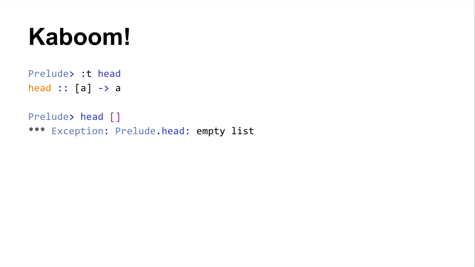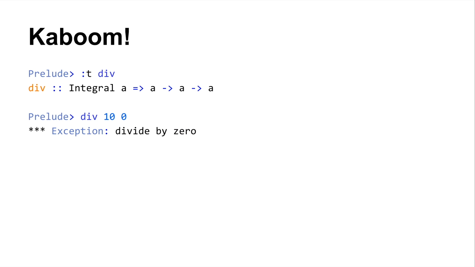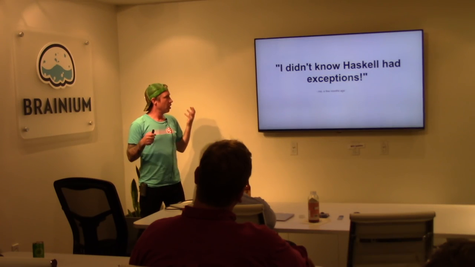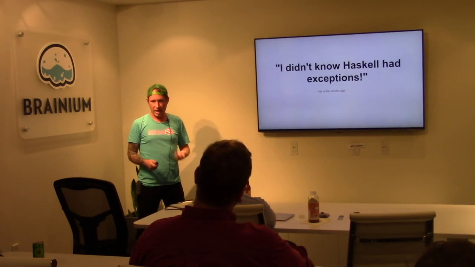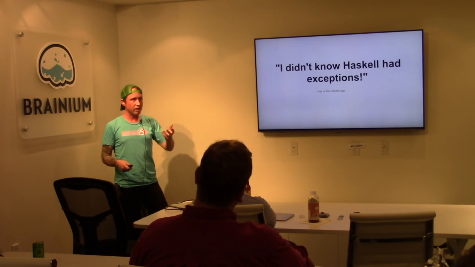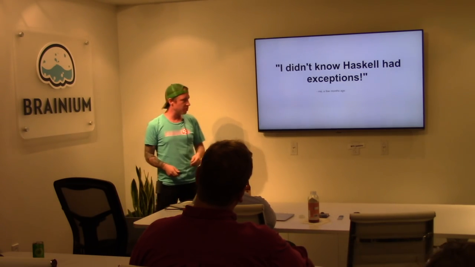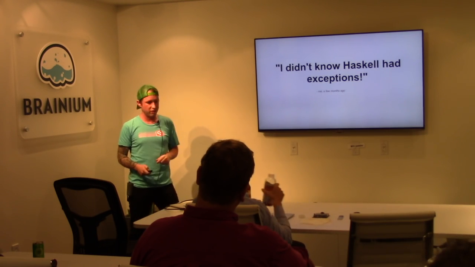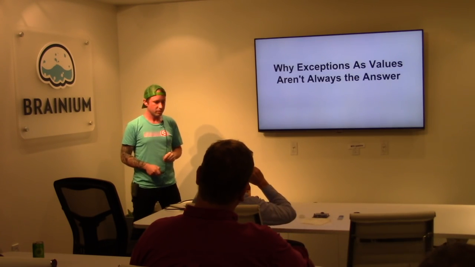And then you use head, and you apply head to an empty list, and you see some weird stuff in GHCi that says exception. You go, what? And then you divide 10 by 0, and you see something that says exception. You go, what? And then you try to read a file off the disk, and you give it some bogus path, and you see an exception, and you go, oh my God, I didn't even know Haskell had an exception system. I thought functional purity would mean I would never have to deal with this out-of-band way to signal failure.